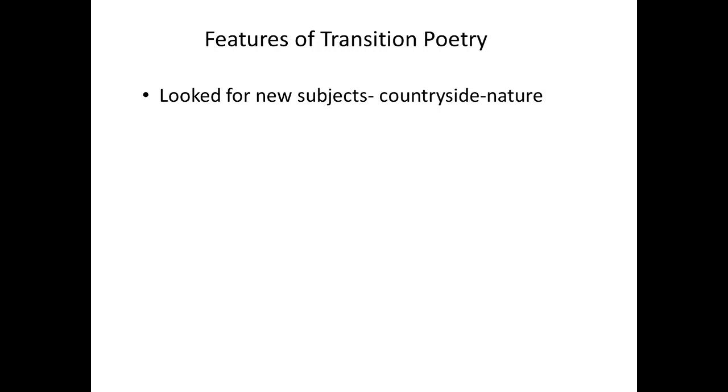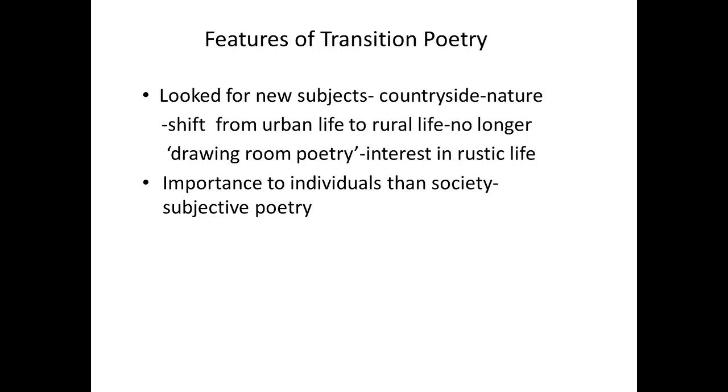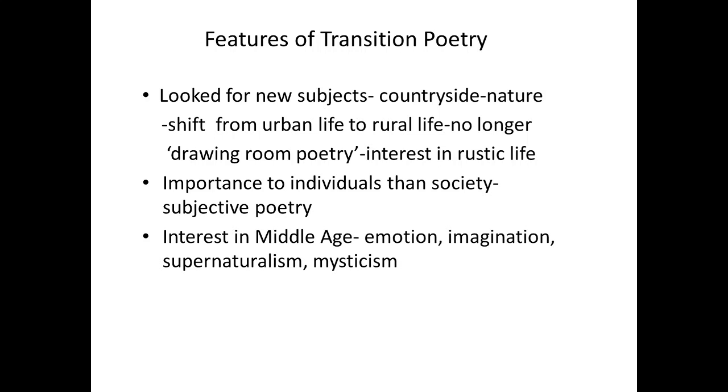And then the writers of this age were looking for new subjects. So they wrote about the village or the countryside. They wrote about nature, and the earlier subject matter was urban life or the city life. And now there was a shift from the urban to the rural life. And the poets were not writing drawing room poetry, which referred to the poetry of the urban center, and now they showed more interest in the rural life or the village life or the rustic life. Then there was more importance given to individuals than society. So you can see that there were a lot of writers writing subjective poetry based on their emotions and imagination.